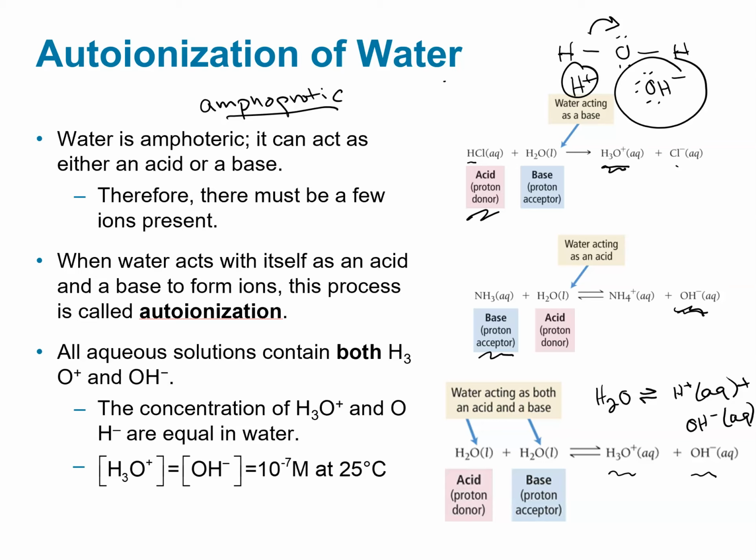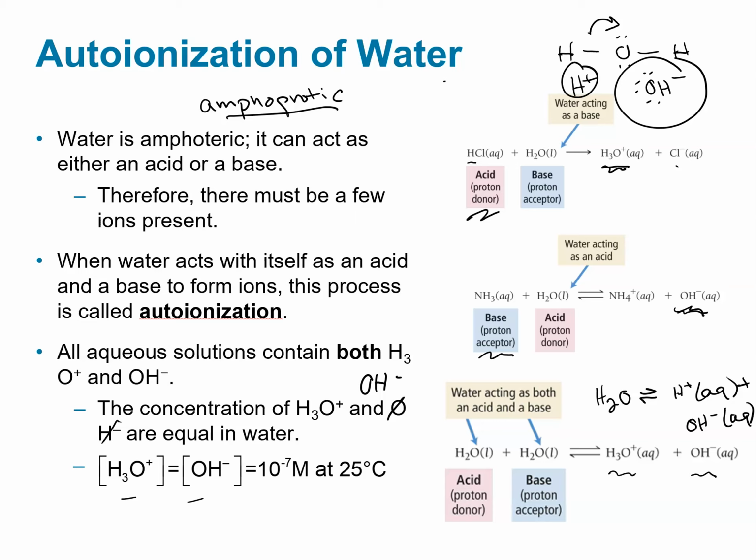Now, because of this dissociation, the concentrations of acid and base, or hydronium and hydroxide, are equal in water. And this got messed up there. O and H got separated. That should just be OH minus, are equal in water. And the concentration of both of them under normal conditions, 25 degrees Celsius, is the same. And that happens to be 10 to the minus 7 moles per liter.